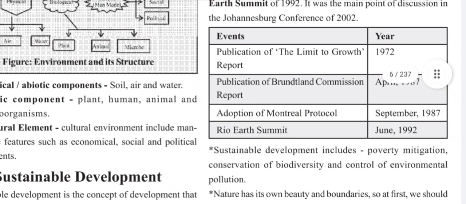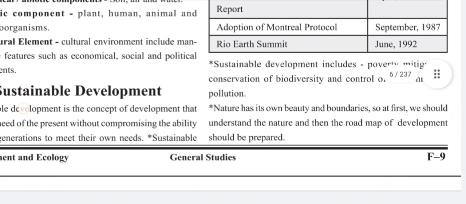Events and the year. Publication of the Limits to Growth Report, 1972. Publication of the Brundtland Commission Report, April 1987. Adoption of the Montreal Protocol, September 1987. Earth Summit at Rio, June 1992.